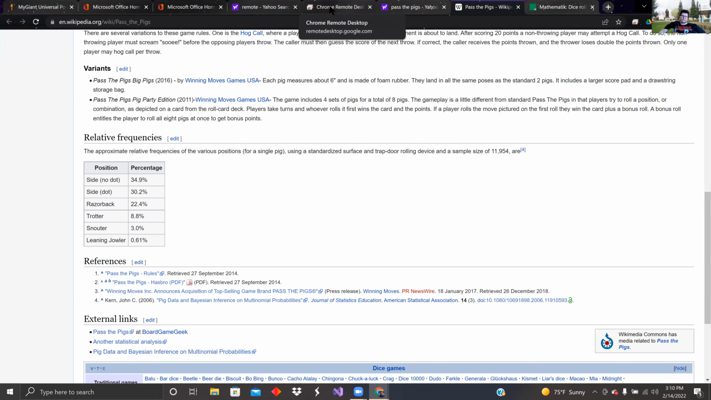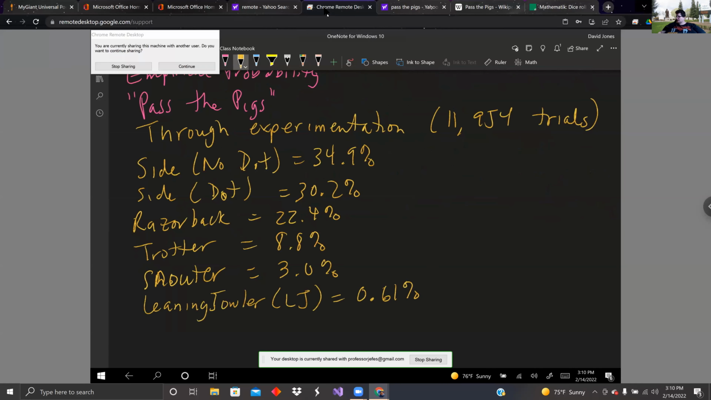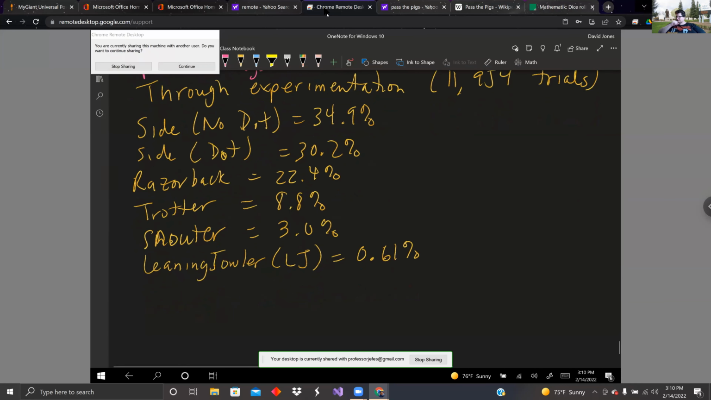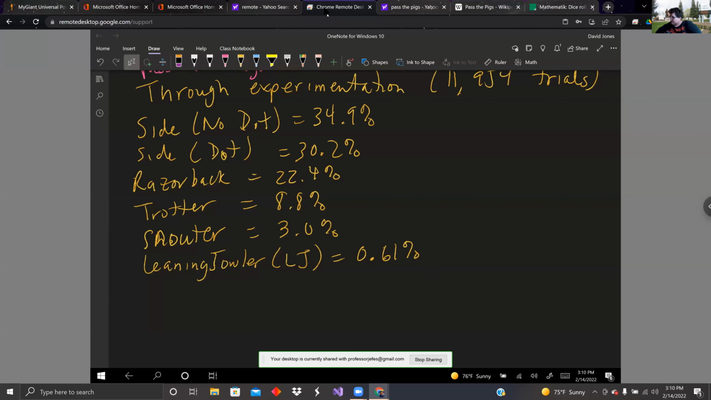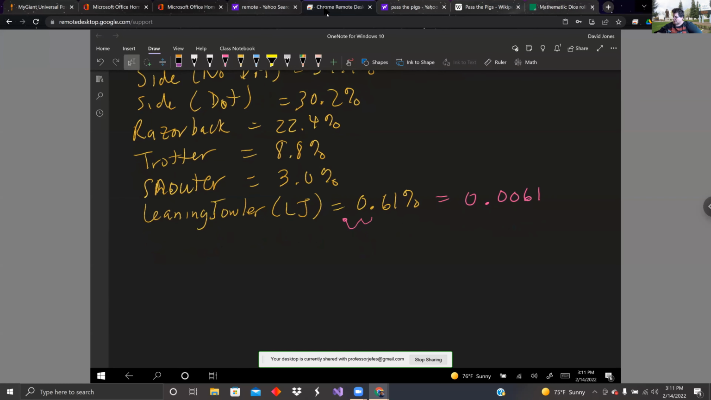So I'm going to bring us back to the remote desktop, and you can see I wrote these all down. And let's see if the law of large numbers has kicked in. If I convert this to a decimal, I have to move the decimal point left twice. It would be 0.0061. So I have the probability of leaning jowler is 0.0061.